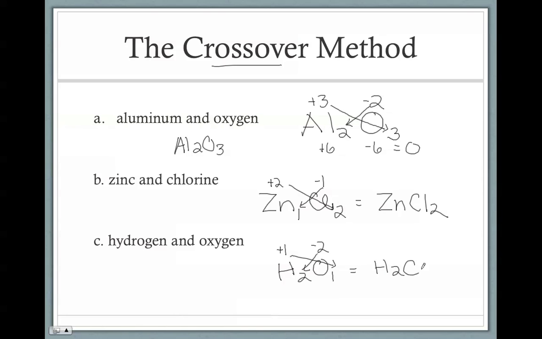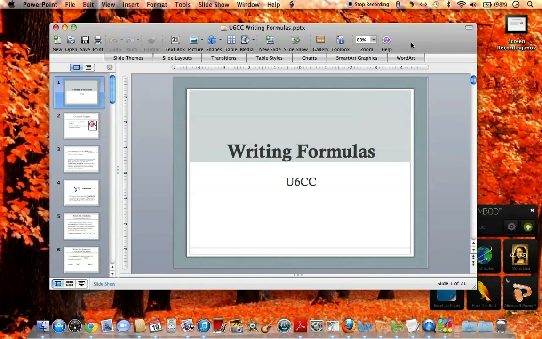formula is H2O. All right, so we are going to practice this a bunch tomorrow because this is definitely an important skill, and we'll work on both the shortcut as well as the understanding of calculating the algebraic sum.